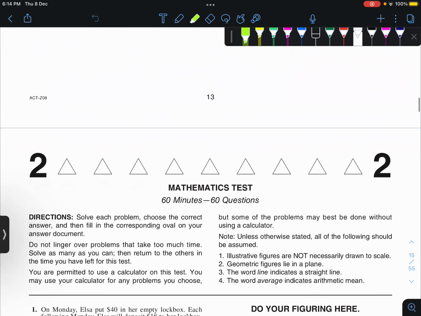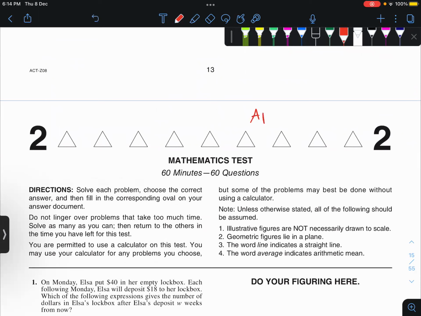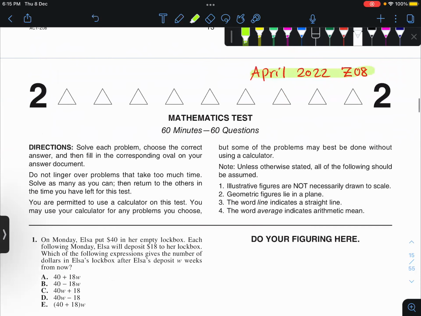So we have this test, April 2022, Z08. Okay, the first question. Number 1.